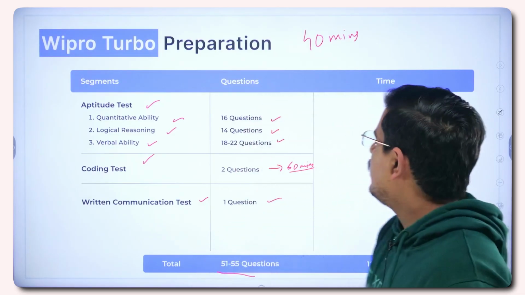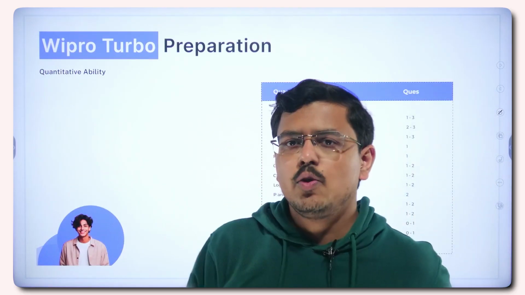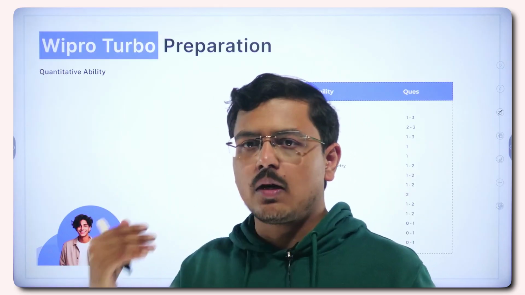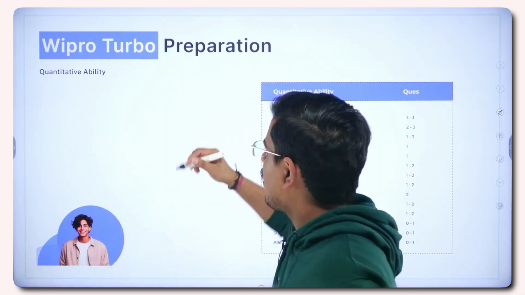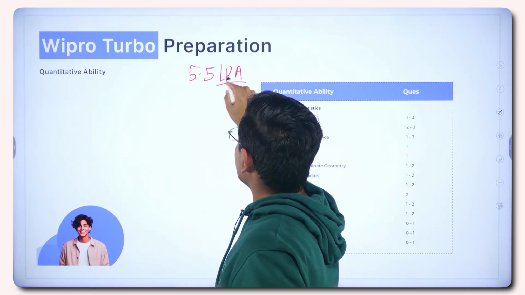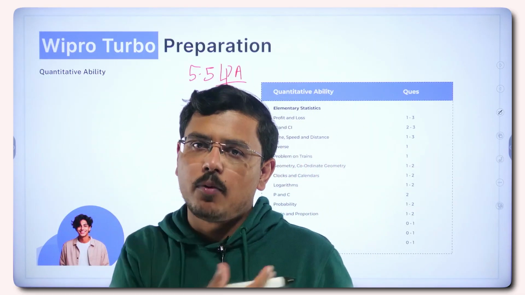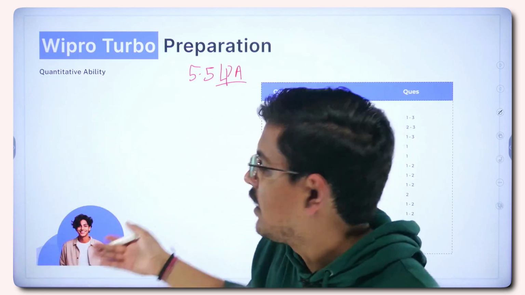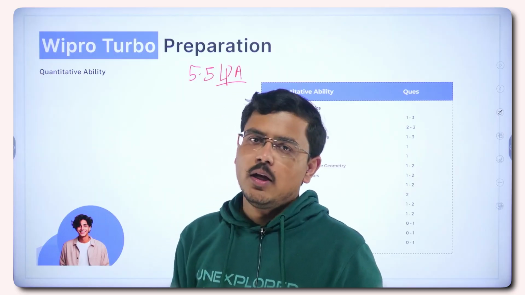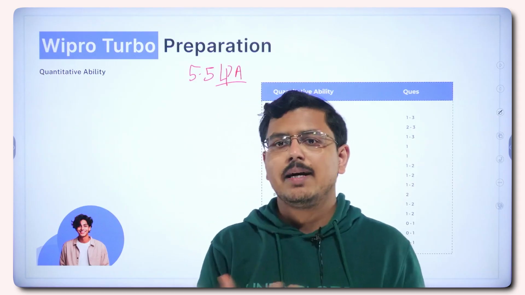So if I go ahead and tell you about quants, each and every section is super important for this particular exam, because the package being offered to you is 5.5 LPA. That is naturally higher than the other profiles they hire for. They are hiring for project engineer. So in this case, they'll expect you to be good in almost every domain. People who perform badly in aptitude might not land this job.